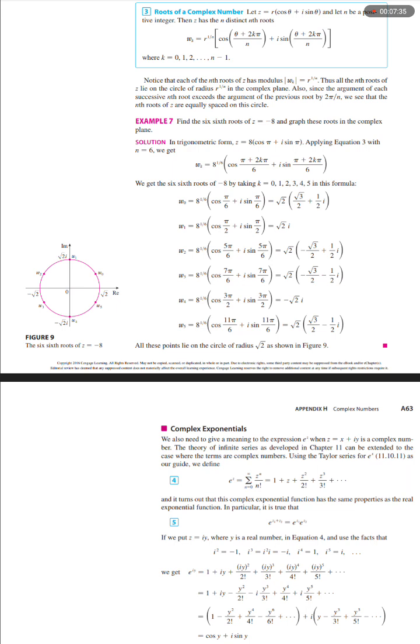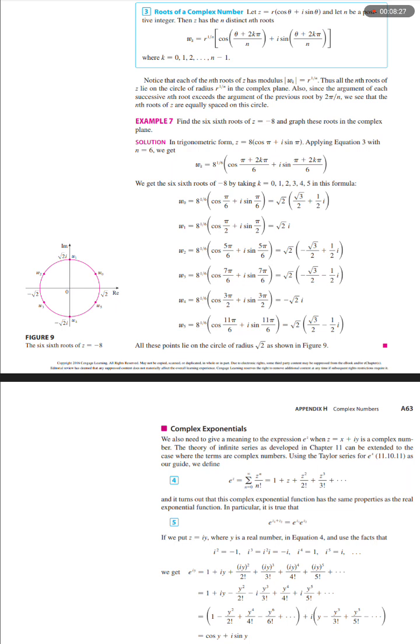w_2 equals 8^(1/6) (cos 5π/6 + i sin 5π/6) equals √2 (-√3/2 + 1/2 i). w_3 equals 8^(1/6) (cos 7π/6 + i sin 7π/6) equals √2 (-√3/2 - 1/2 i).